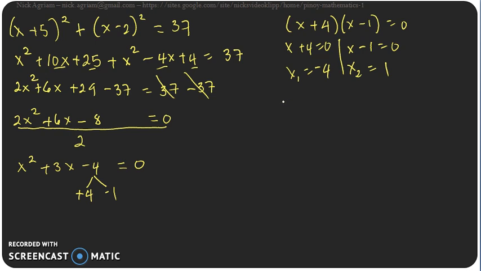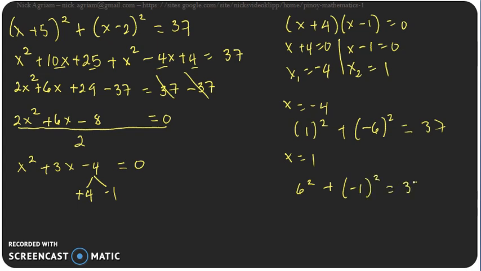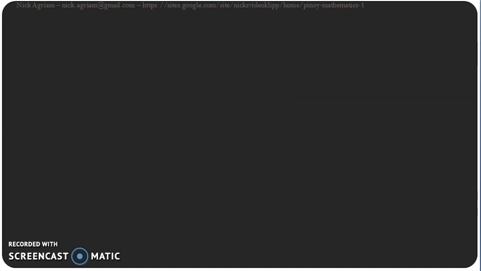Let's see, when x is equal to negative 4, then we have negative 4 plus 1 is negative 3, squared, plus negative 4 minus 2 is negative 6, squared. Then we have 36 plus 1, which is 37. When x is equal to 1, then we have 6 squared plus negative 1 squared. That is also 37. Good. Then we have these two roots. That's correct. One more example.